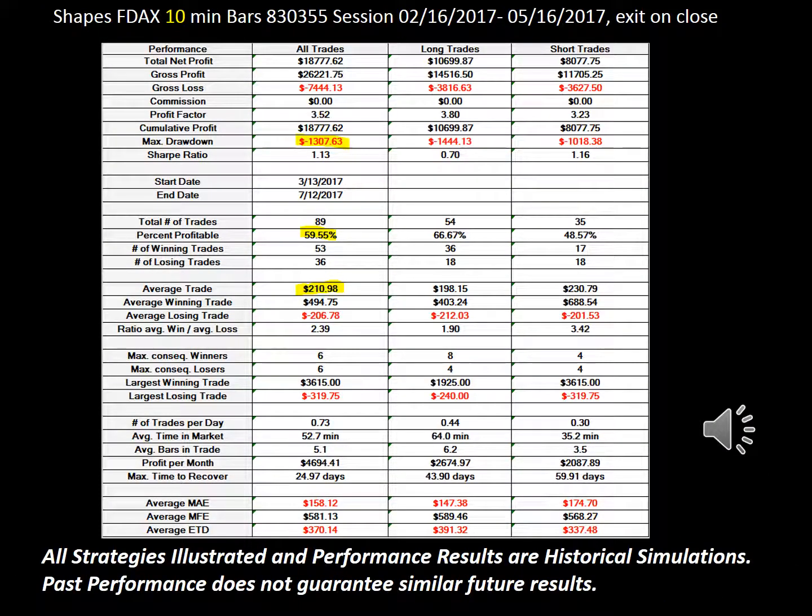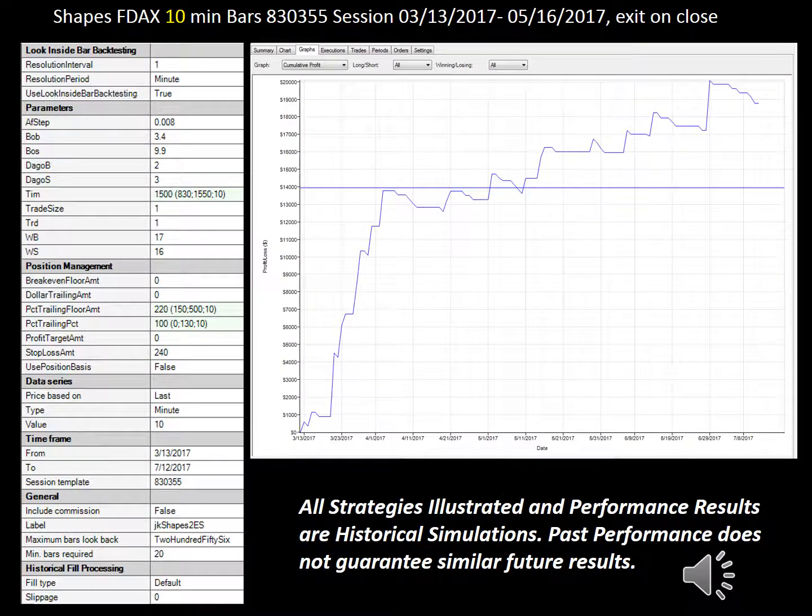Here's the FDAX, a 10-minute bar using an 8:30 to 3:55 session, makes $18,777, 59% correct, average trades $210, drawdowns less than $1,400. Here's your settings, and again, you just set up a 10-minute FDAX chart, you insert the JKE Shapes 2, put these inputs in, and you should be able to tie out. Any questions? Shoot me a TeamViewer or give me a call. I'll be glad to help.